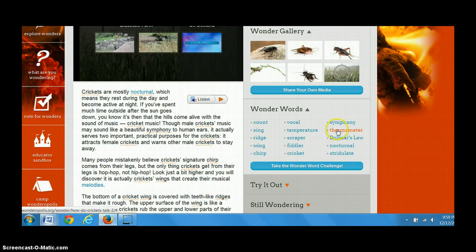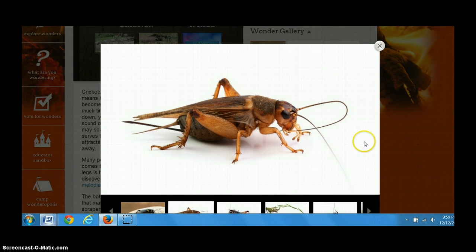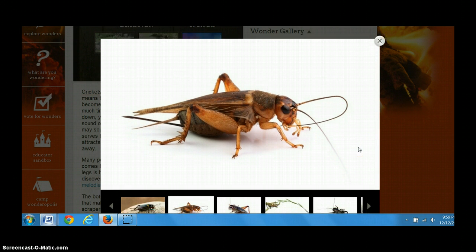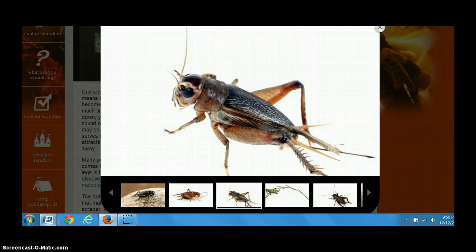Let's take a closer look at the cricket in the Wonder Gallery. I wonder if I can see its wings. Ooh, wow, look at that picture. Okay. How about this one? You can actually see the wings right there. What do you notice about this picture? What do you see? What are you thinking? What are you wondering about this picture?